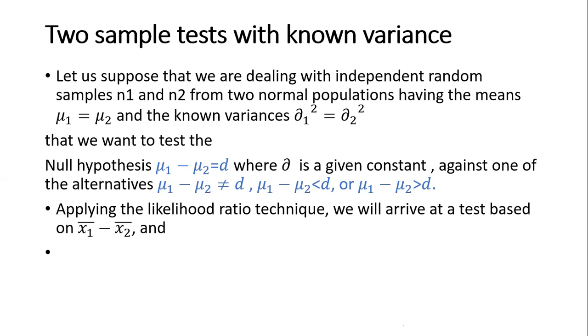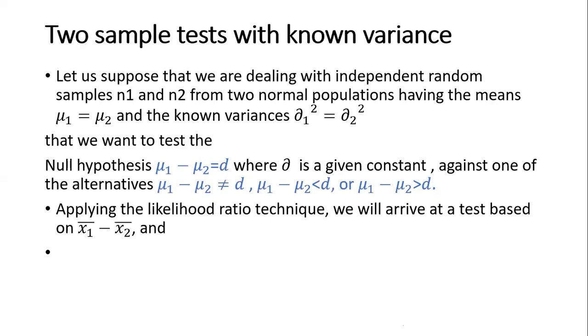Let us suppose that we are dealing with independent random samples with sample sizes N1 and N2 from two normal populations having means mean 1 and mean 2, and their variances are known. One test may be that on average, the performance is not the same. And if it is not the same, it will be different by a certain number or a certain amount.